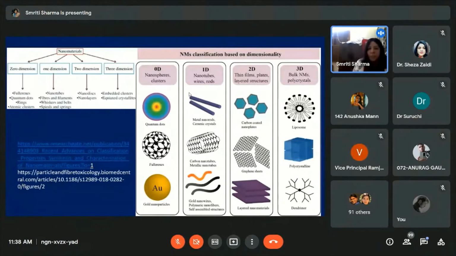So by this time, you must have understood that two-dimensional would mean two dimensions are in the macro scale. So length and breadth, the films. So only one dimension, say the height or whatever, would be in the nanoscale, and the rest would be in the macro scale. So these will be very, very thin films, plates.